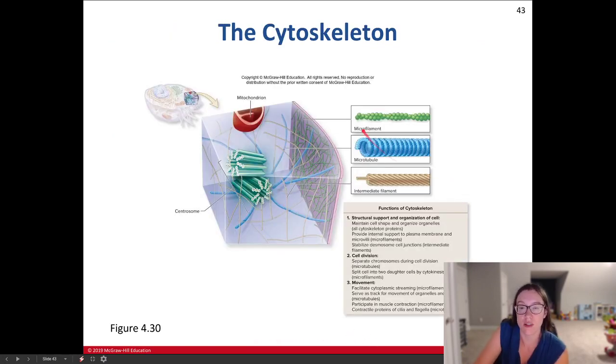So this picture shows this little actin microfilament here. It's the smallest. The intermediate filament is in the middle, and the microtubule is the biggest. And I think it looks a little bit like a tube. It looks like it has a hollow tube in the middle.